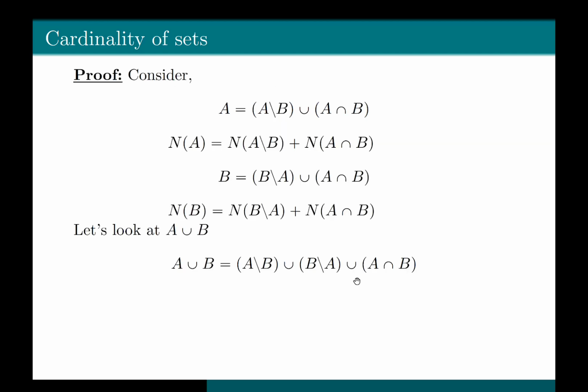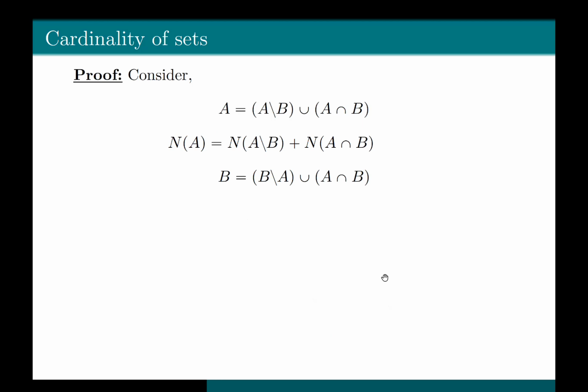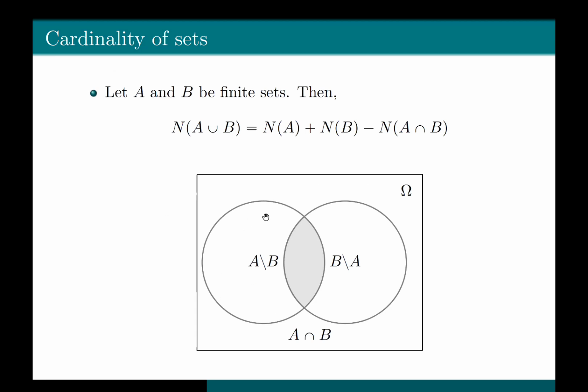And thus, we can write A union B as A minus B, which is the white unshaded region inside the set A, union B minus A, which represents the white unshaded region inside the set B. And then we have A intersection B, which represents the elements which belong to both A and B. That is the gray shaded region. Let's go back and quickly have a look at the Venn diagram once again. So we have that A union B is equal to this white unshaded region, this gray shaded region, and this white unshaded region.